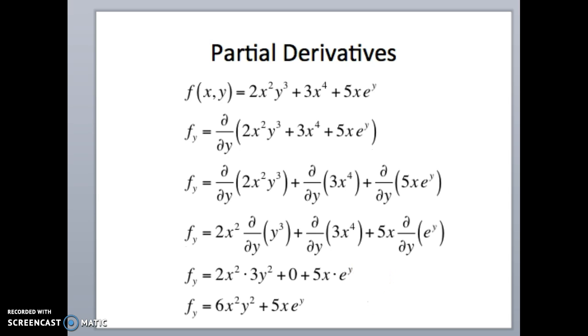And then simplifying that, what do we get? 2 times 3, 6, x squared y squared plus 5x e to the y is our partial with respect to y. So f sub x and f sub y in this case are first order partial derivatives. We can also find second order partial derivatives. So a partial derivative of a partial derivative.